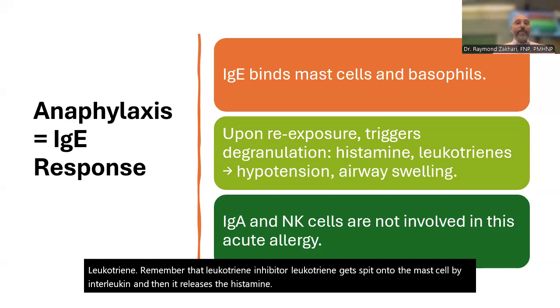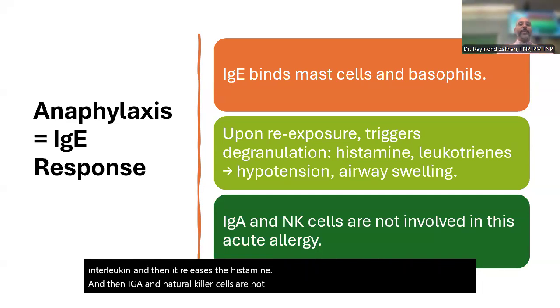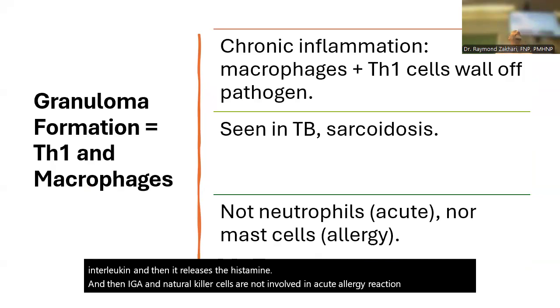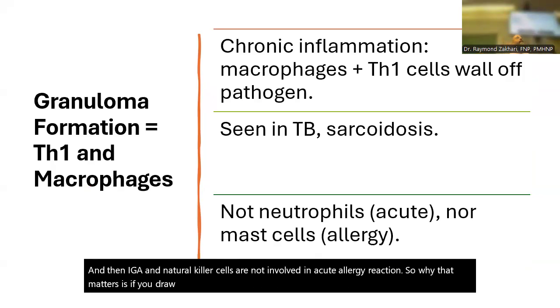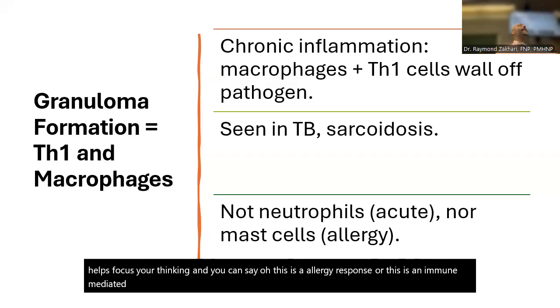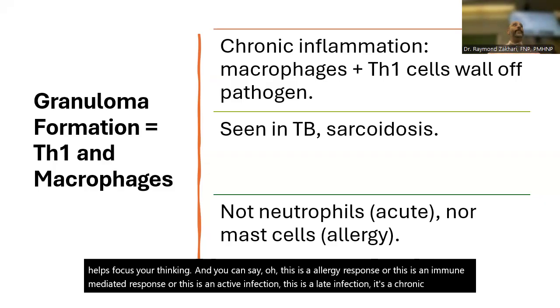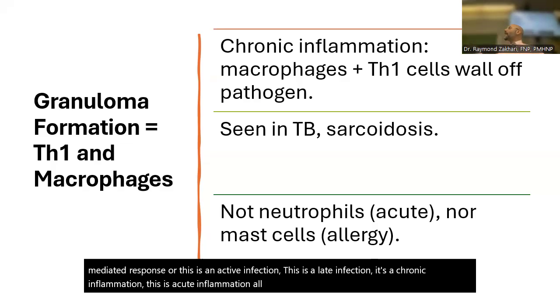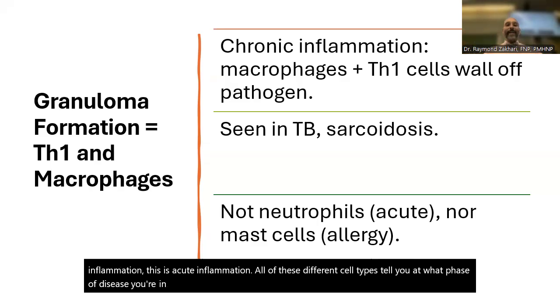And then IgA and natural killer cells are not involved in acute allergy reactions. Why that matters is if you draw levels and you start to see elevated this level and not that level, that helps focus your thinking. And you can say, oh, this is an allergy response, or this is an immune-mediated response, or this is an active infection. This is a late infection. This is a chronic inflammation. This is acute inflammation. All of these different cell types tell you at what phase of disease you're in. That's why there are so many of them for you to look at.